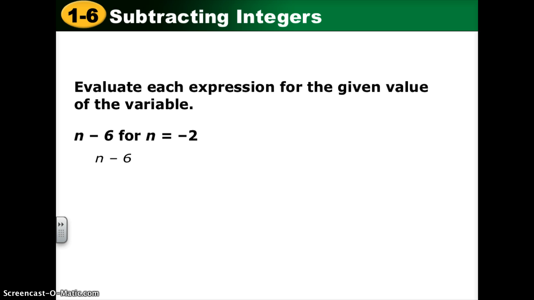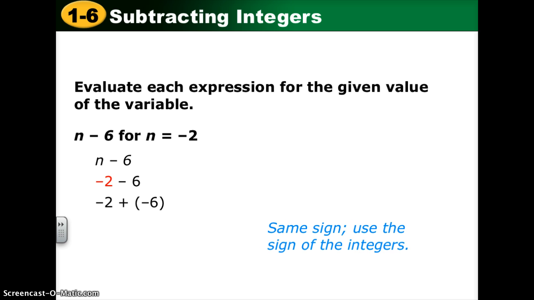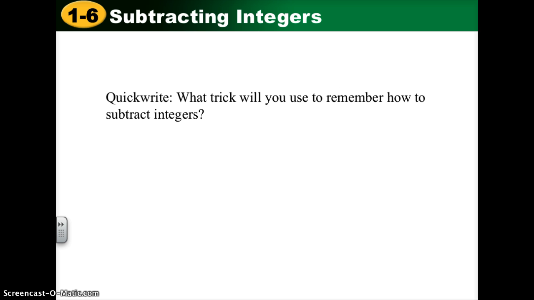Evaluate again. Now we're substituting negative 2 into the front of the problem. Negative 2 minus 6 is the same as negative 2 plus negative 6. Adding two negatives stays negative, we get negative 8. Quick write, what trick will you use to remember how to subtract integers? This is the end of section 1.6. Pause as you write down your answer.